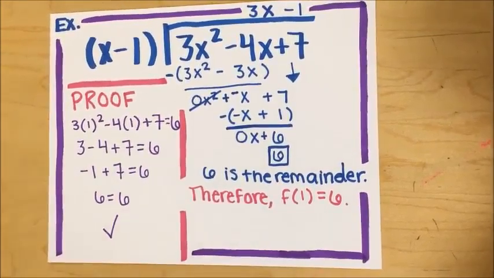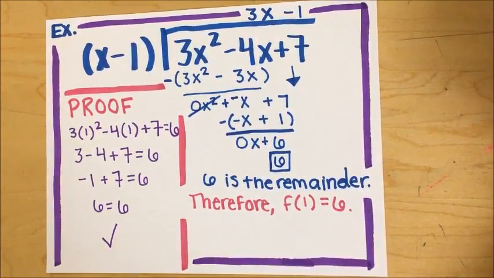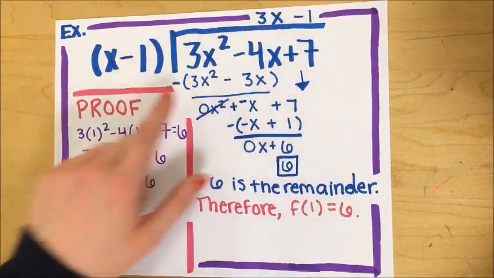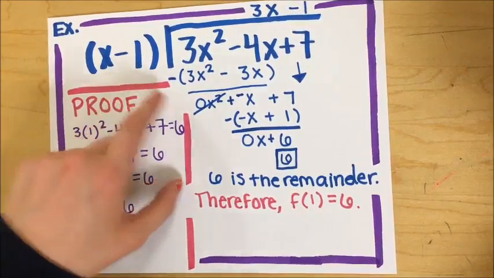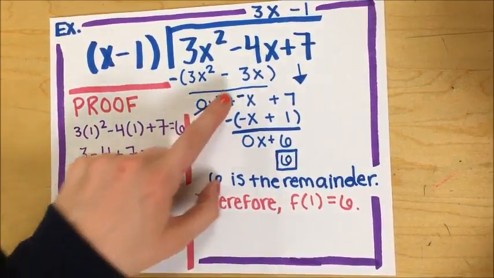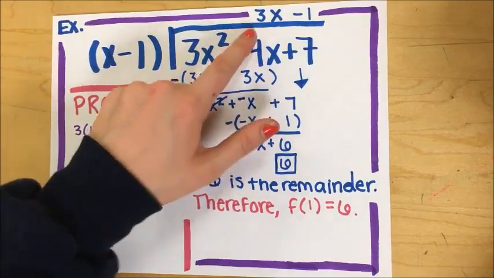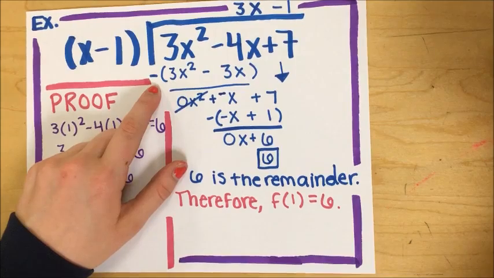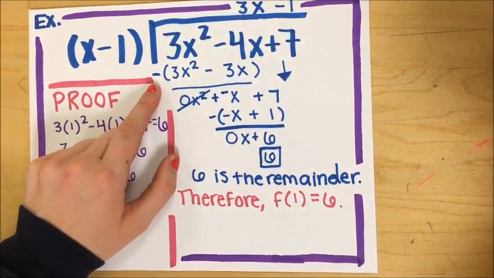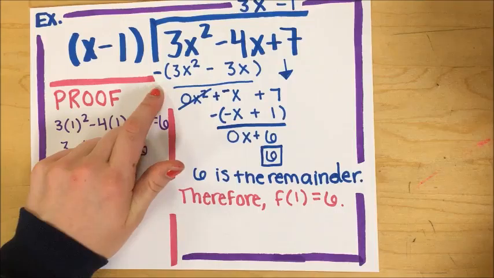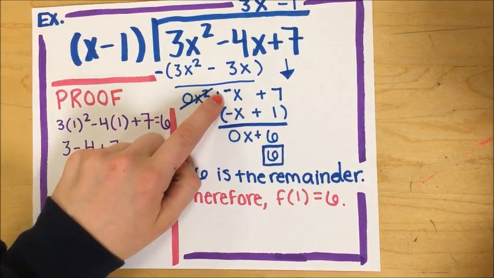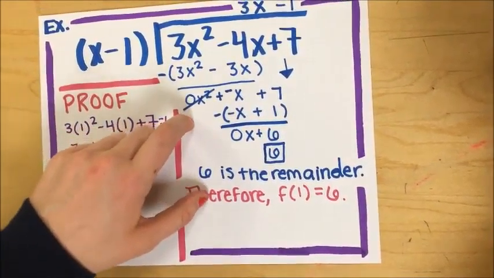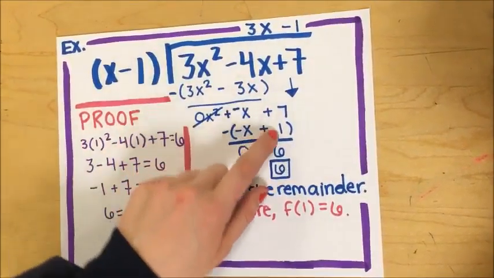So for the example, 3x squared minus 4x plus 7 divided by x minus 1, how many times does x go into 3x squared? It is 3x, which you put right here. And then how many times does negative 1 go into 3x? You do 3x times x is 3x squared. 3x times negative 1 is negative 3x. So then you subtract 3x squared minus 3x from 3x squared minus 4x. You get negative x. So how many times does x go into negative x? Negative 1 times. And then you bring down the 7.